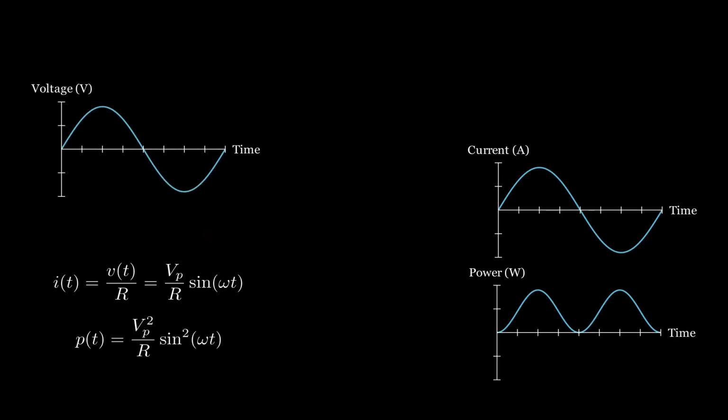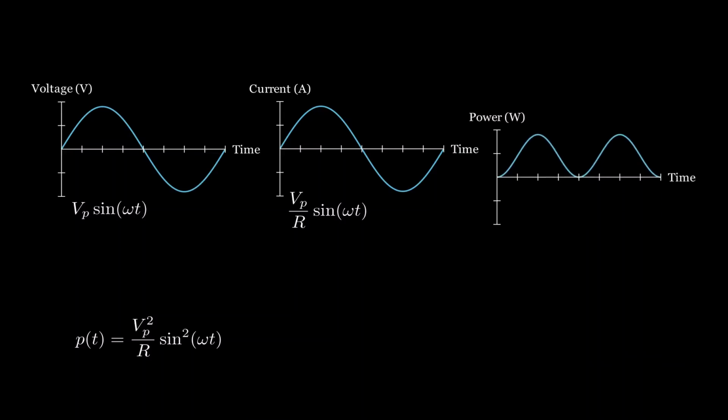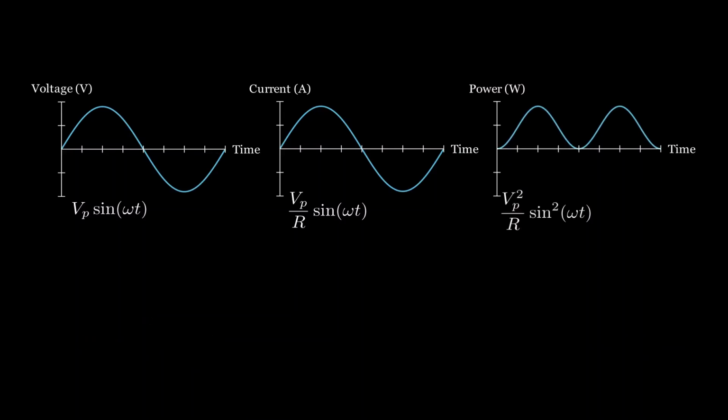This power is called the instantaneous power, as it gives the power at a certain instant. At the zero crossing, both voltage and current are zero, so power is zero. At the peak, both are at maximum, so power peaks too. The power is always positive, because a negative voltage multiplied by a negative current is still positive.